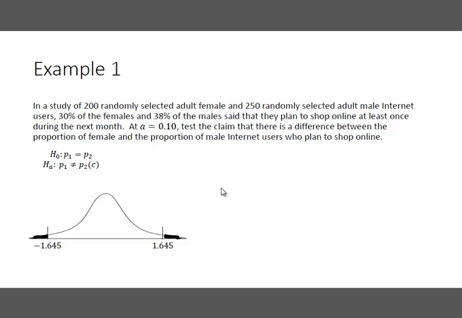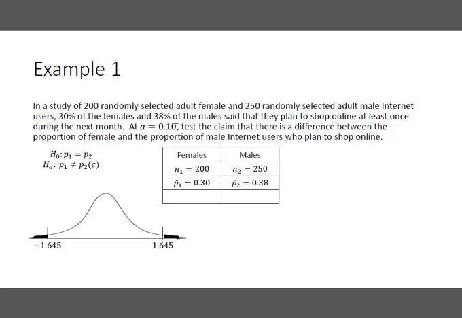So let's take a look at what we do have. What we do know is the sample size for each of the groups, 200 and 250 respectively. We also know the percentages for each of the two groups, so 30% and 38%. So pretty much we're looking at something like this at the moment. What we're missing, though, is the x for each group.